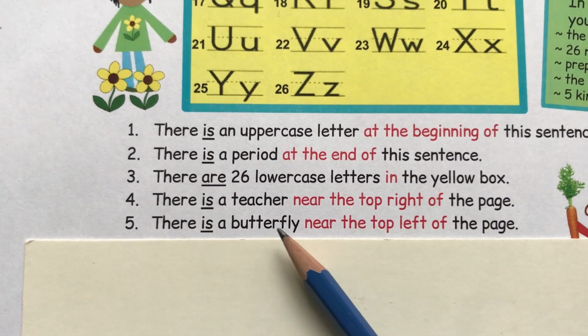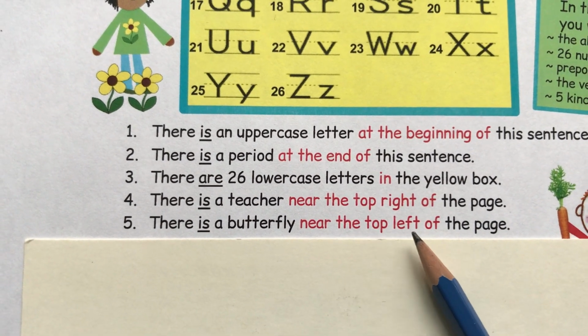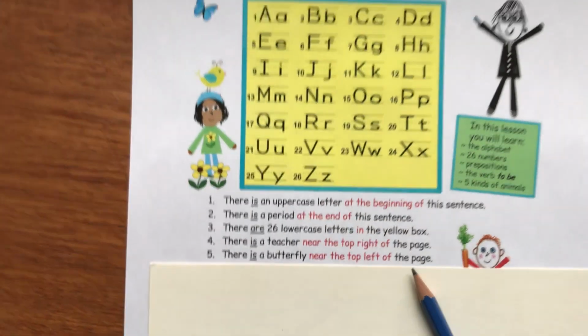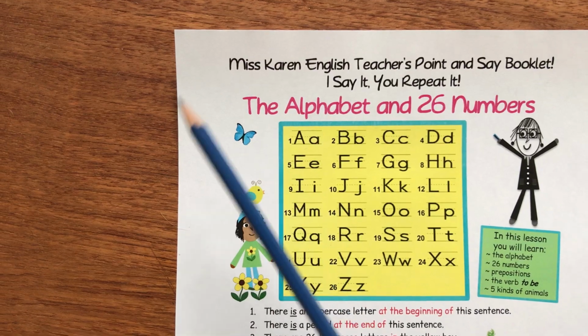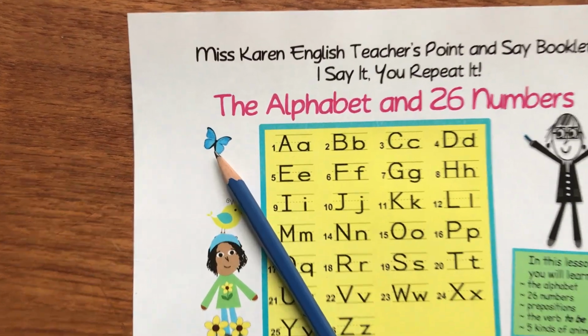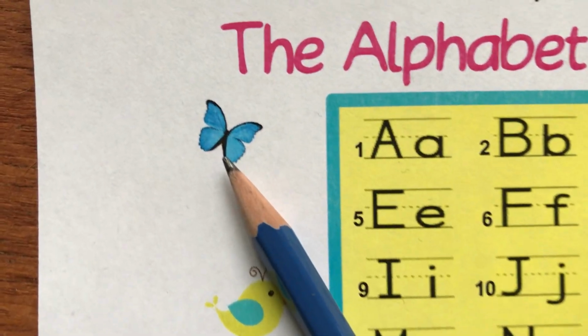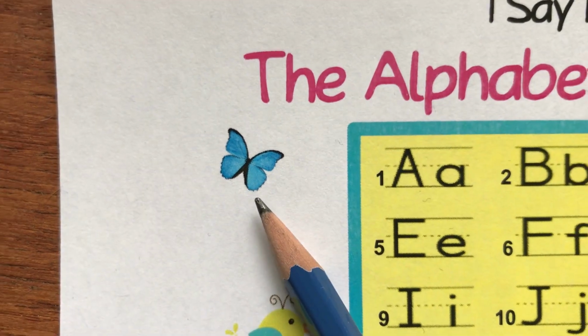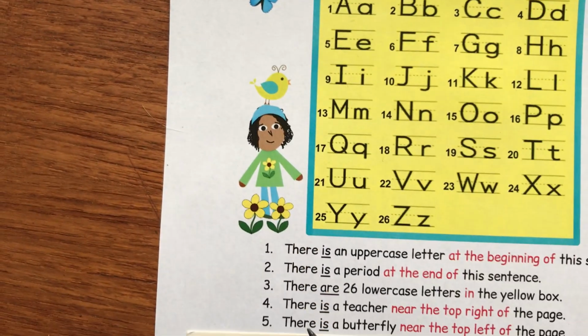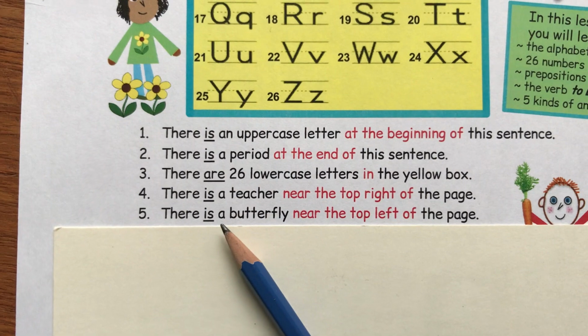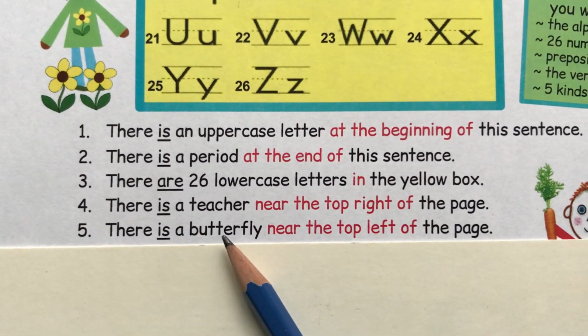Number 5, there is a butterfly near the top left of the page. Here's the top and here's the left. And there is the butterfly. Butterfly. We say there is because there's only one butterfly.